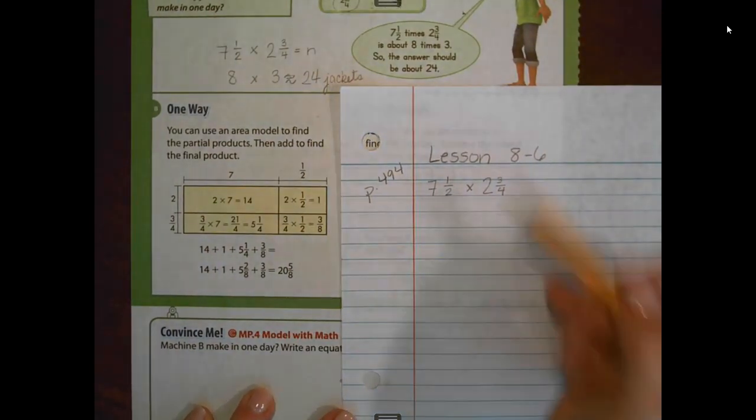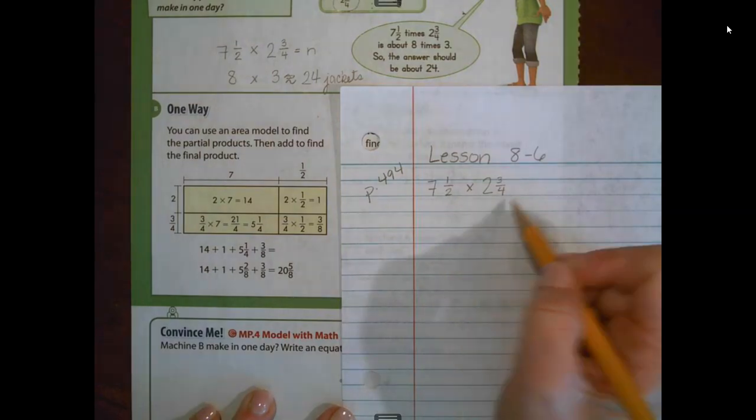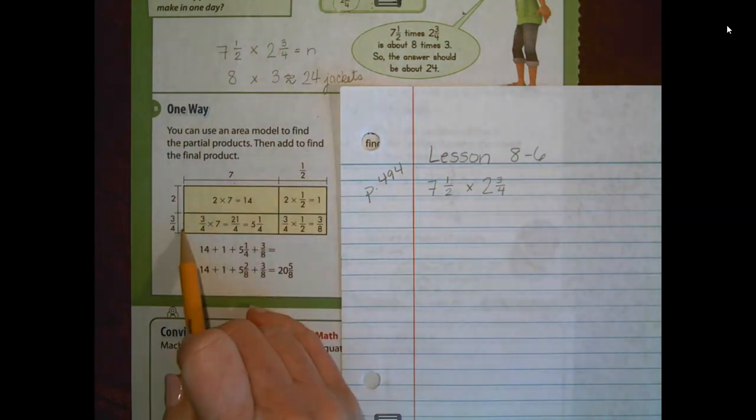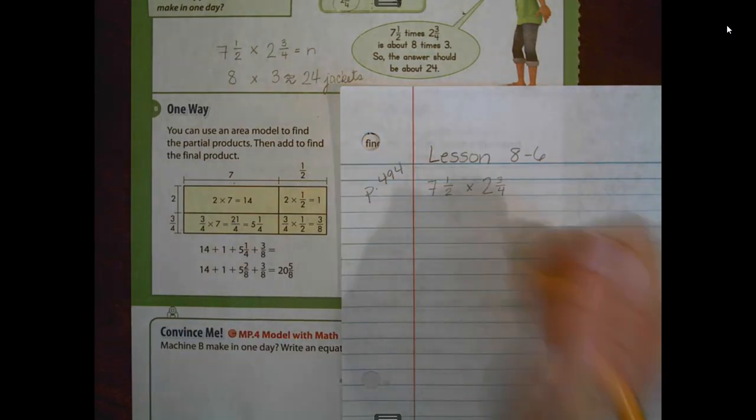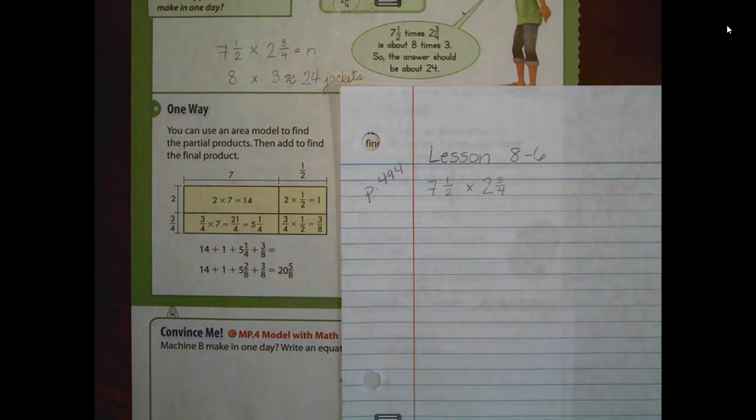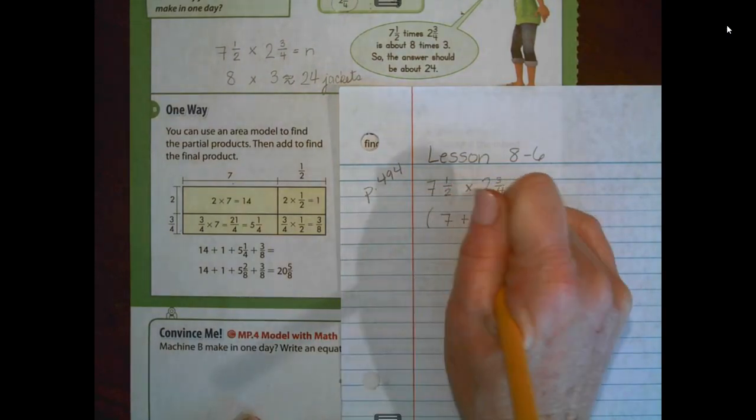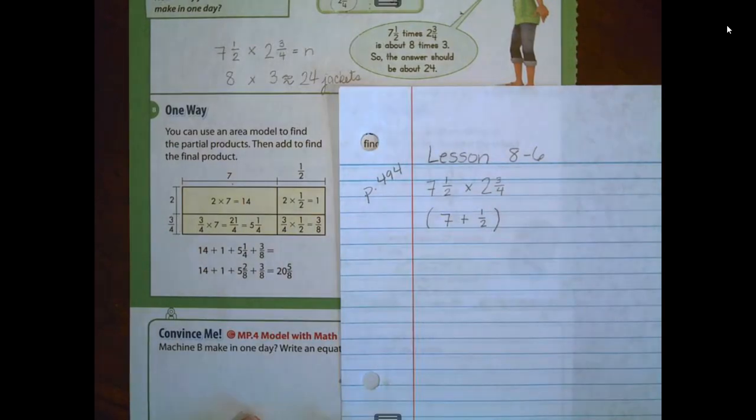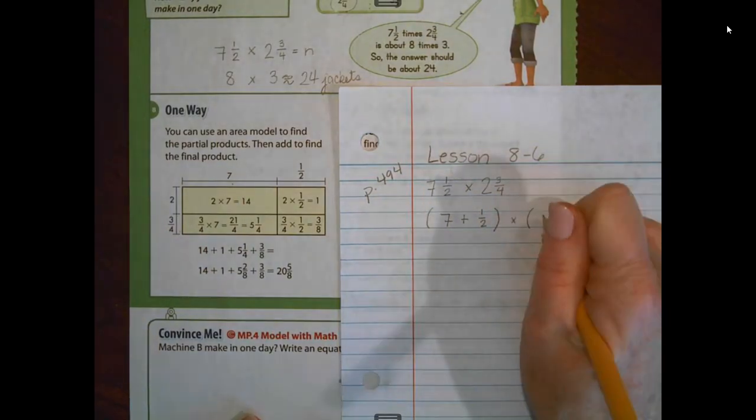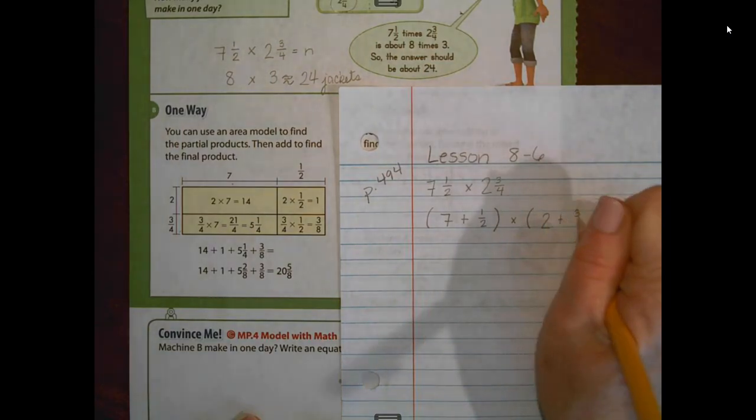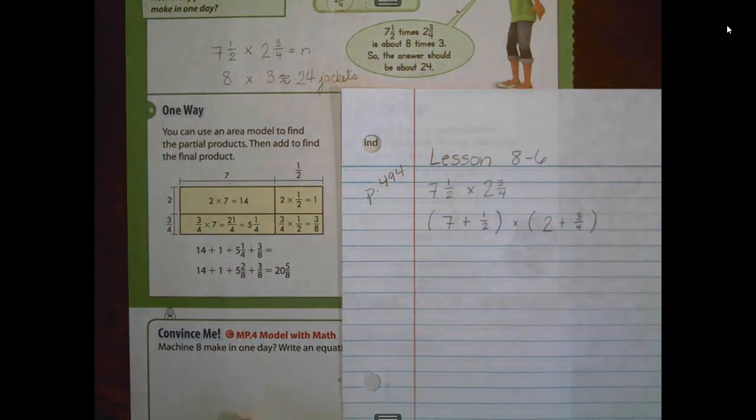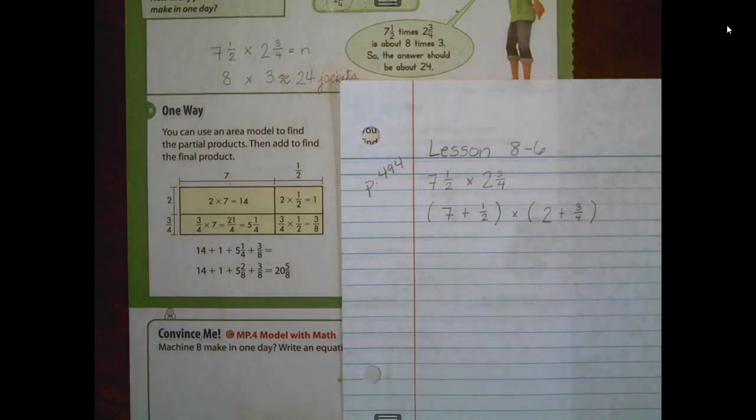All right, so we have our 7.5 times 2 3/4, and you can see where they've broken this up. Let's review this property real quick. This property lets you multiply a sum by multiplying each add-in separately and then adding the products. So 7.5 can be rewritten as the sum of 7 and 1/2. And 2 3/4 can be written as the sum of 2 and 3/4. Remember, a mixed number is made up of a whole number and a fraction.